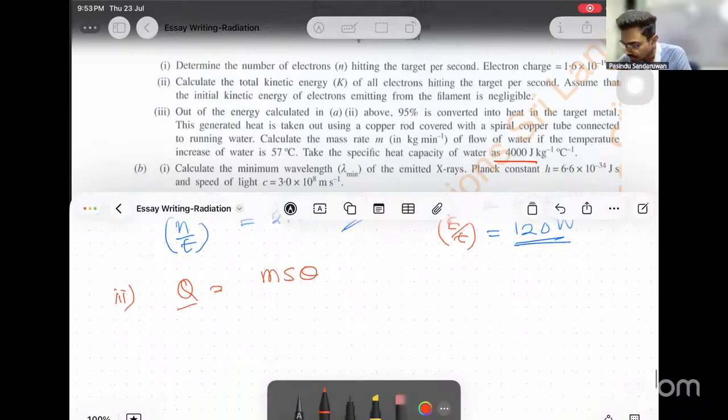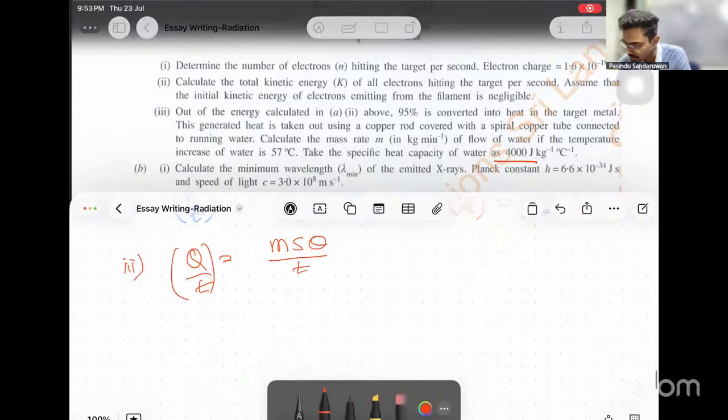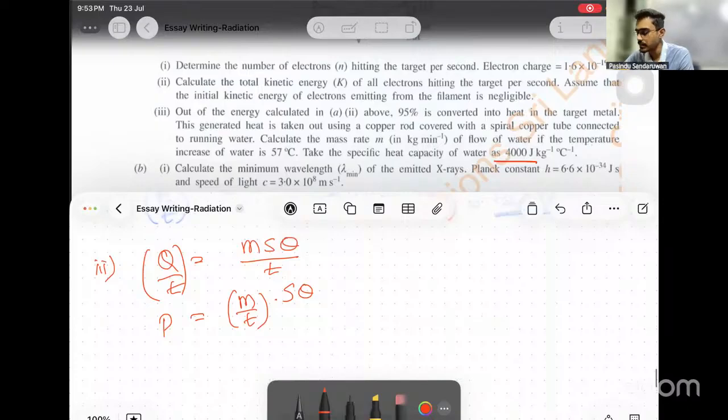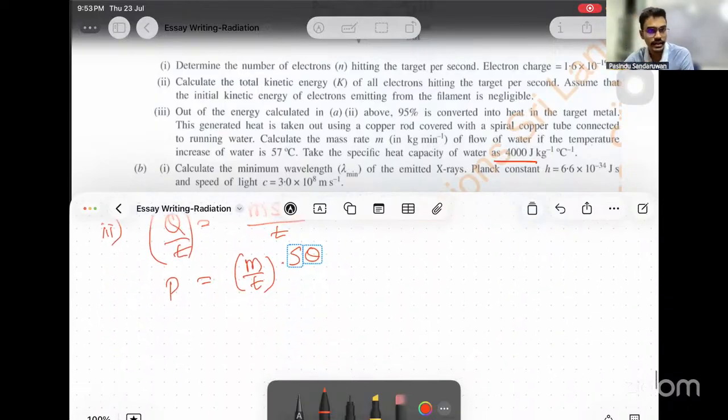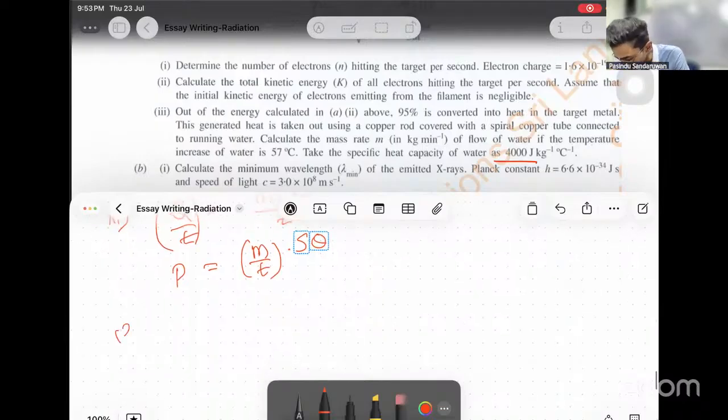Then we can divide both sides by t. Then here power is created. Then power equals m over t times s theta. Apply in the equation. Power is here 120, but only 95% is utilized. Then 95% of this power.